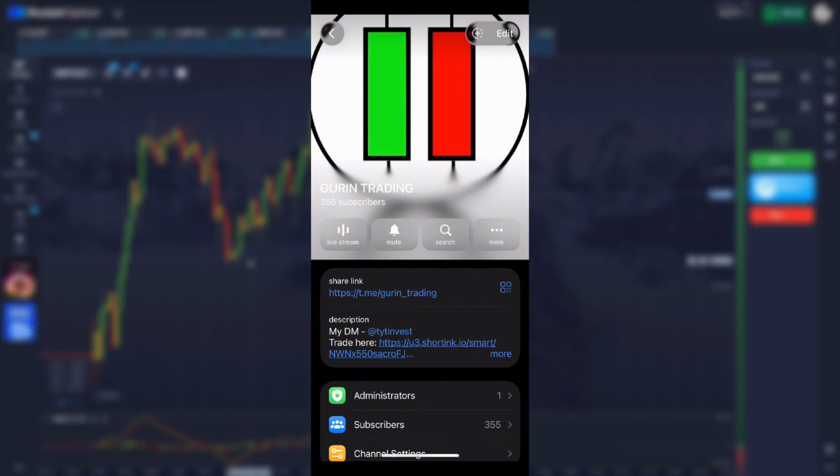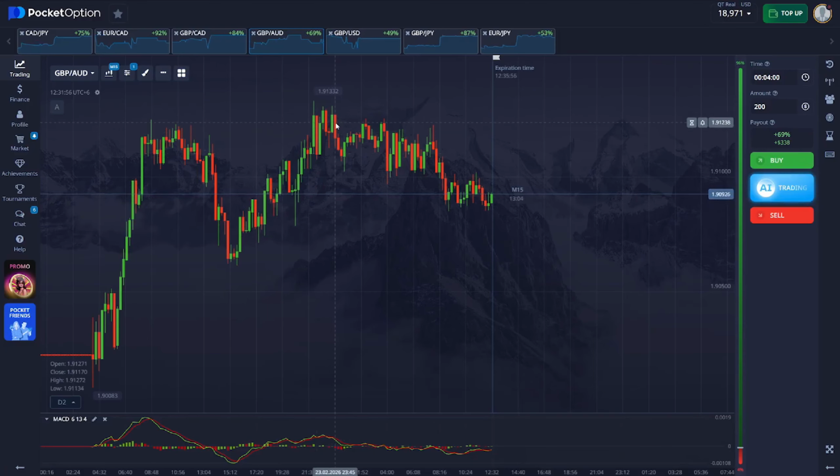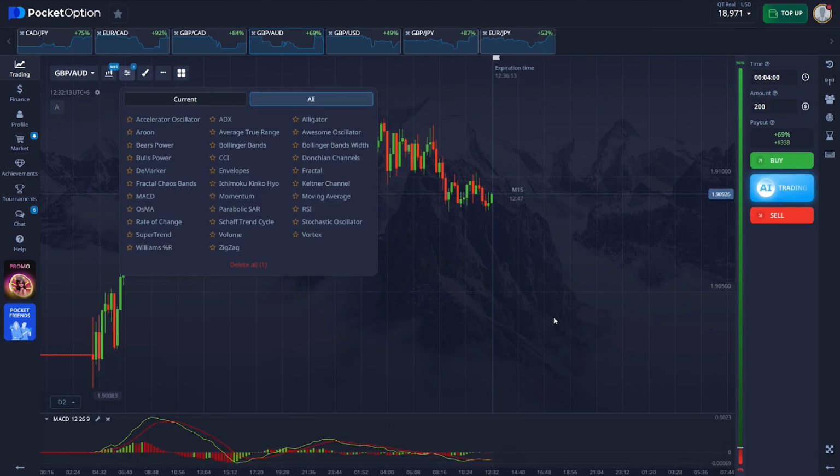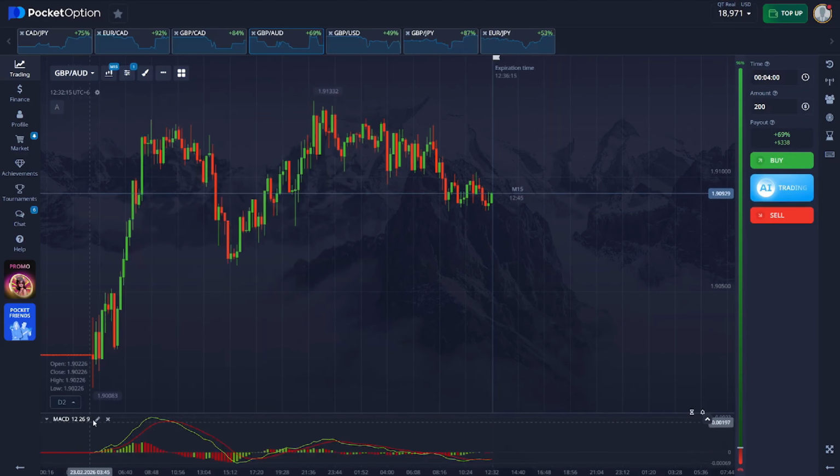So, let's first figure out what exactly it is, the MACD indicator. The MACD indicator is a momentum indicator. In other words, with this indicator you can determine when the price will go up and when it will go down. Let's start from the very beginning. First, let's add our MACD indicator. It's located right here. Let's add it. You can also configure it, and you should configure it, but we'll talk about that a bit later.